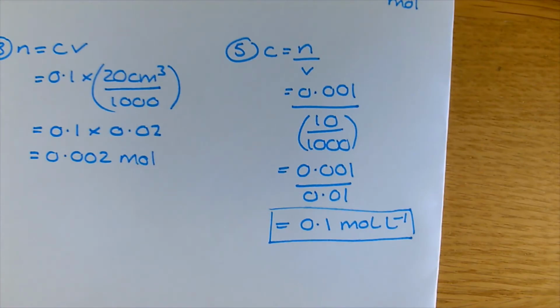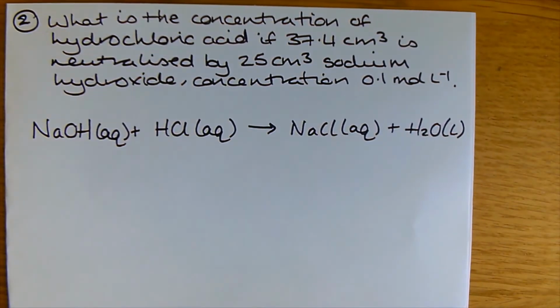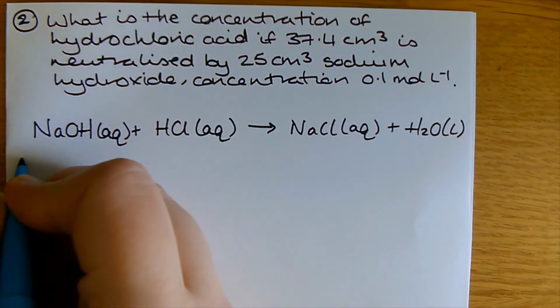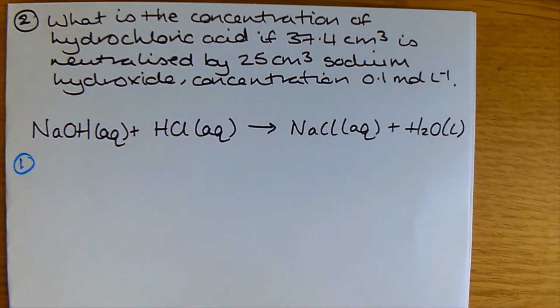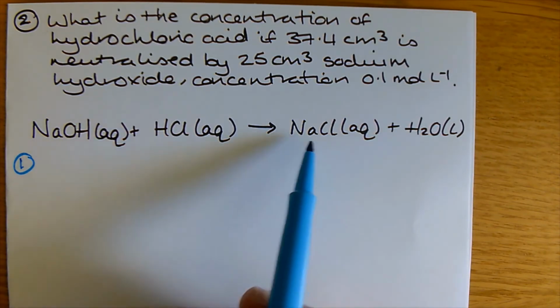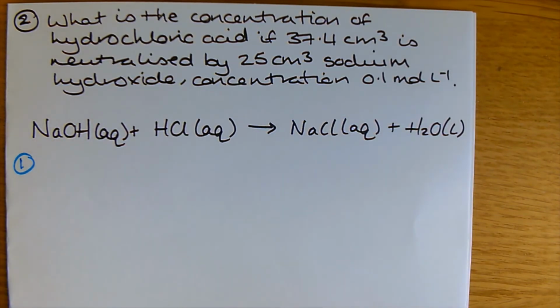Let's work through our second example. What is the concentration of hydrochloric acid if 37.4 centimetres cubed is neutralised by 25 centimetres cubed of sodium hydroxide, concentration 0.1 moles per litre? First step is to check that our equation is balanced. And here we can see that it is.